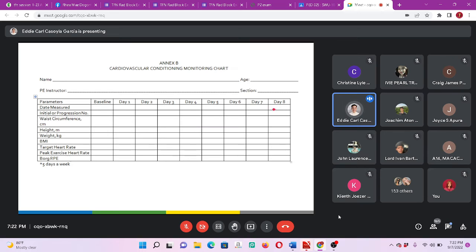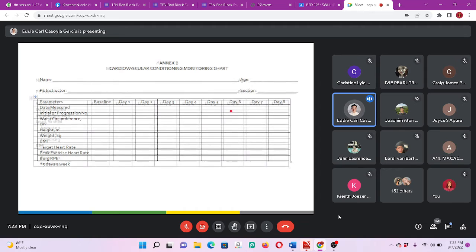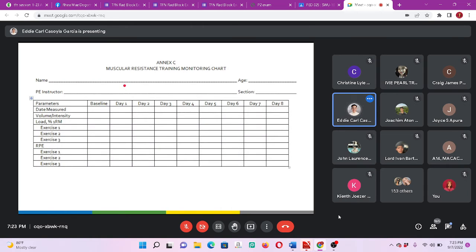And then we can compare based on the baseline, when you had not yet started to implement, and day 8, which will be the last week of your exercise implementation. And then you need to measure these parameters again: waist circumference, the height, the weight, BMI again on the last week of your performance. Same thing also on this one.